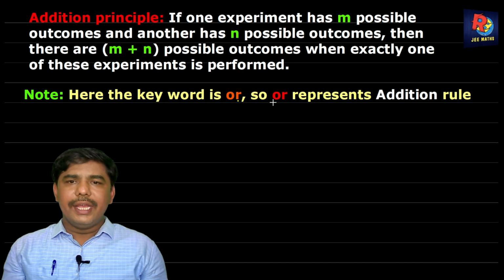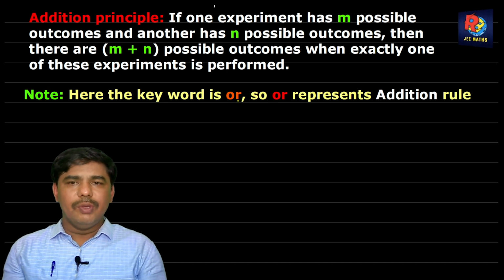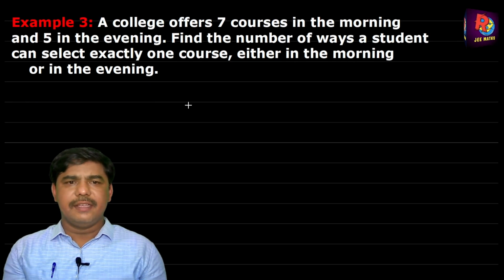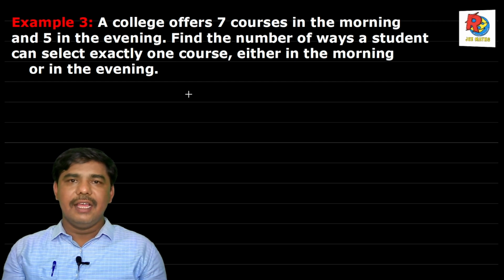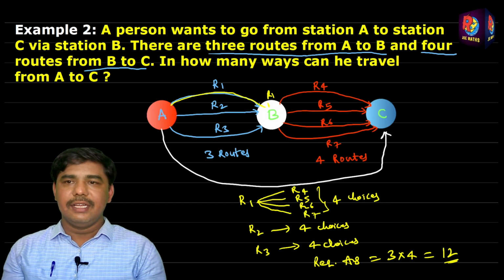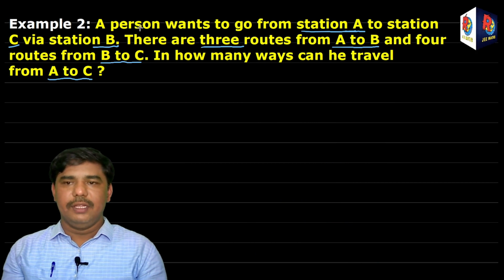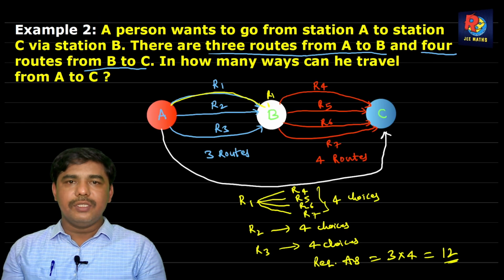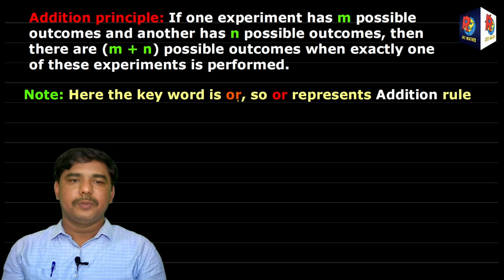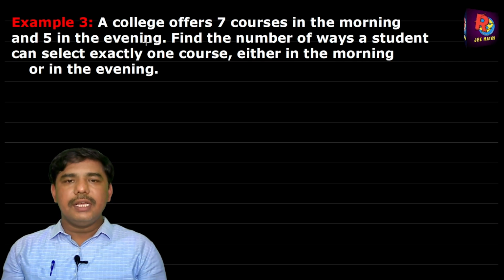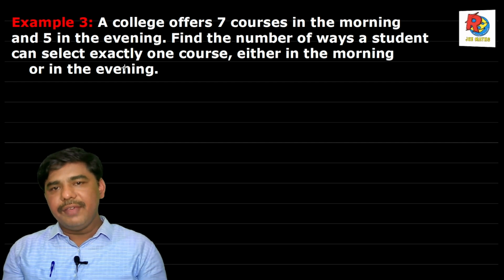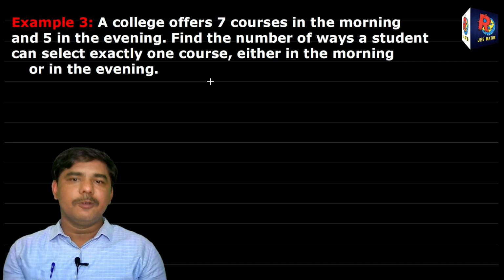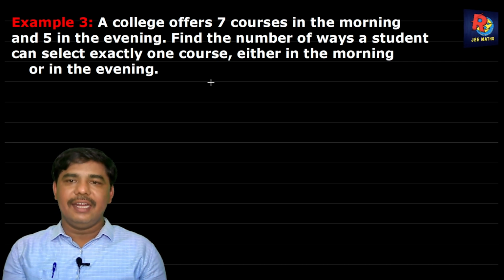Here we can take one example so you can understand clearly. Now we will move to the example. The same example we discussed previously as example 1: a college has 7 courses. The question is, a college offers 7 courses in the morning and 5 in the evening. Find the number of ways a student can select exactly 1 course. Exactly 1 course only he needs to select.